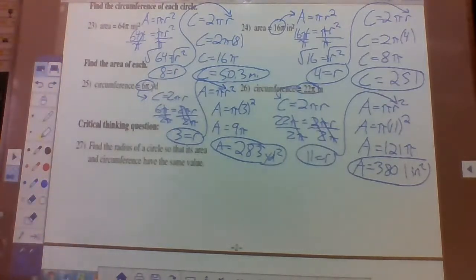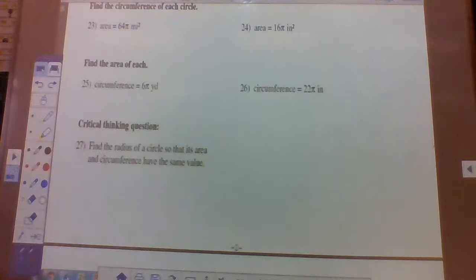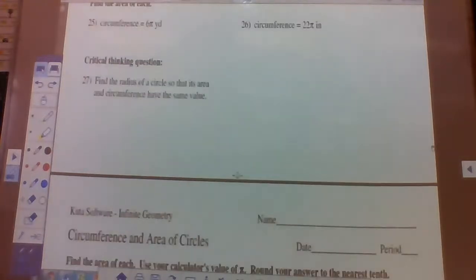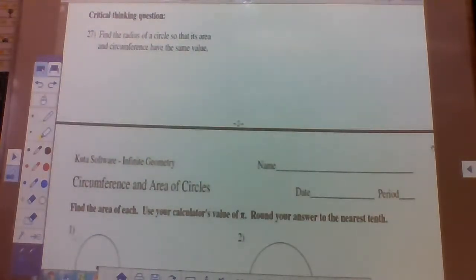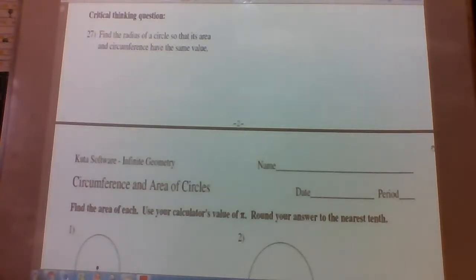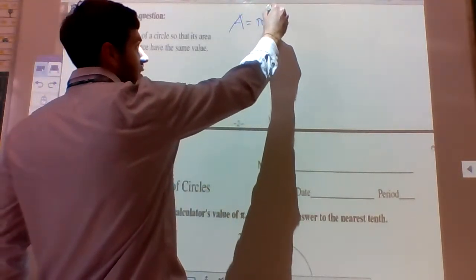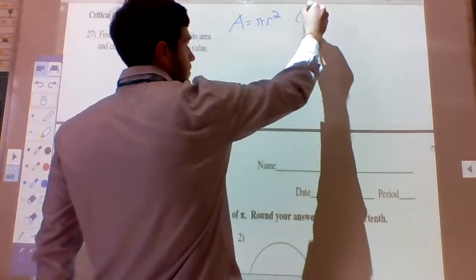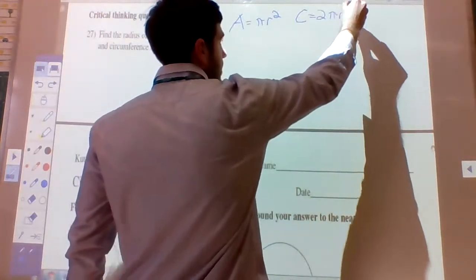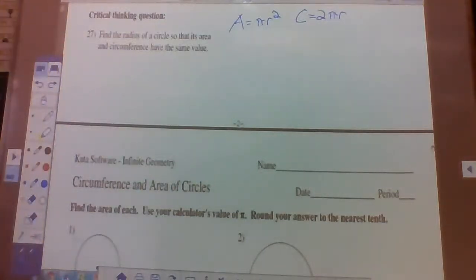Let's clear the board for number 27. So find the radius of a circle so that its area and circumference have the same value. Okay. So area is pi r squared. Okay, and circumference is 2 pi r. Okay, it's telling us to find the radius of a circle so that its area and circumference have the same value.